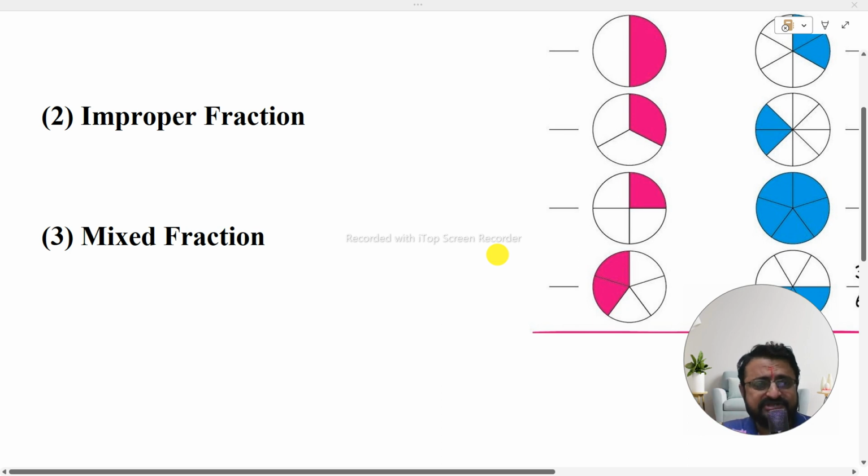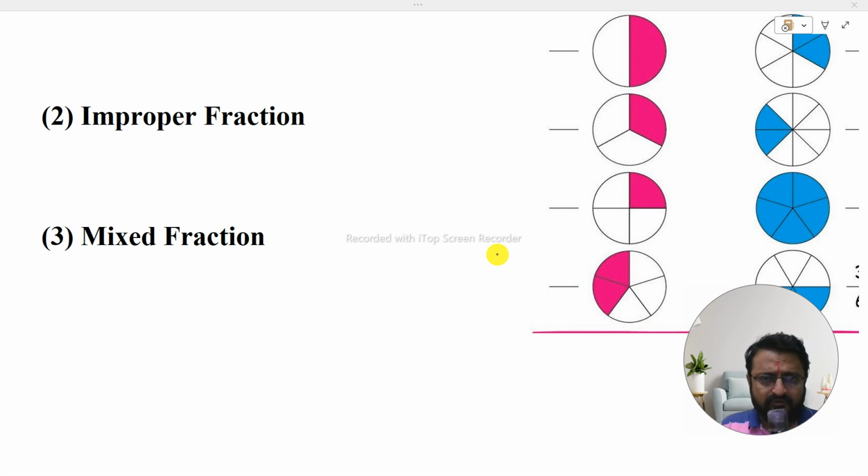Today, I will teach you how to convert improper fractions to mixed fractions and mixed fractions into improper fractions. If you did not watch my last video, and you want an idea about proper fraction, improper fraction, and mixed fraction, you can see my last video regarding fractions. Improper fractions mean the numerator is bigger and the denominator is smaller.